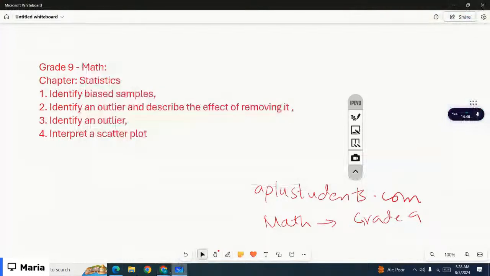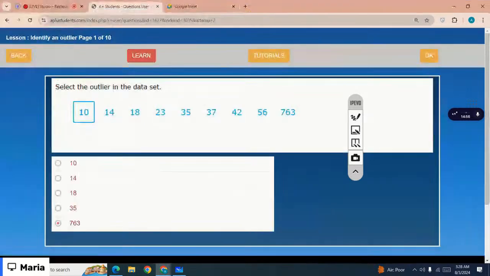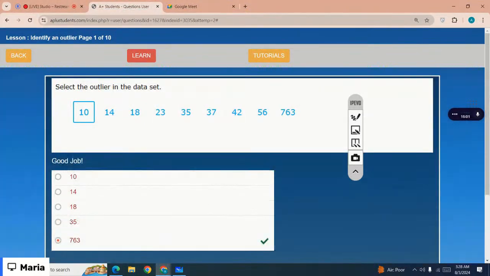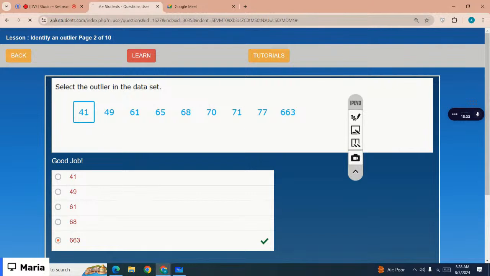Okay, so the correct option is 763. Yes, that is 663, right? Because that is the greatest value, an extreme value compared to the other values. So the correct option is 663.